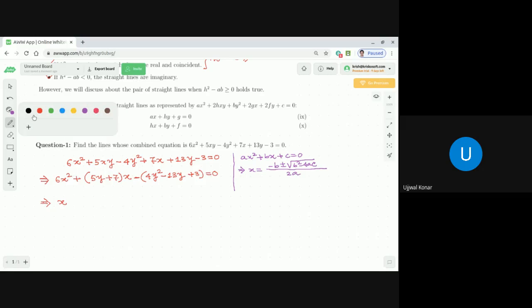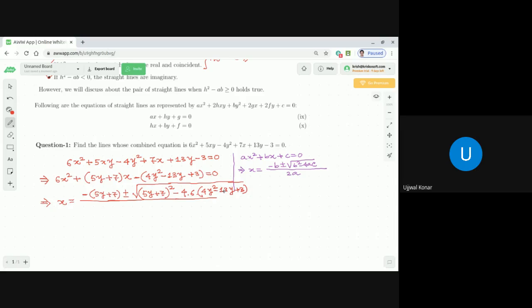Same thing we are going to apply here, dear students. So if we apply here, what are we going to get? x is equal to minus b, that is minus of (5y plus 7), plus or minus square root of (5y plus 7) whole square, that is b square, minus 4 into a into c, that is 4 into 6 into (4y square minus 13y plus 3), divided by 2 into a, that is 2 into 6, that is 12.